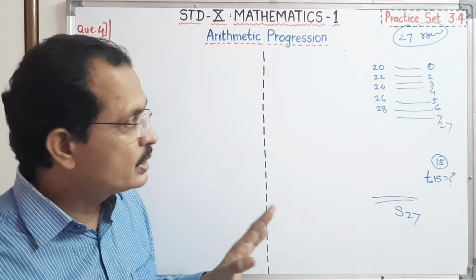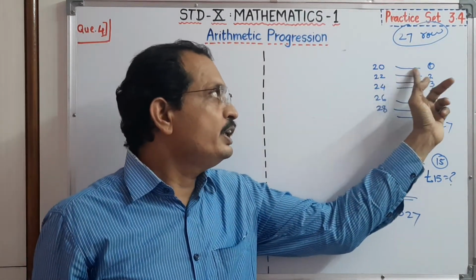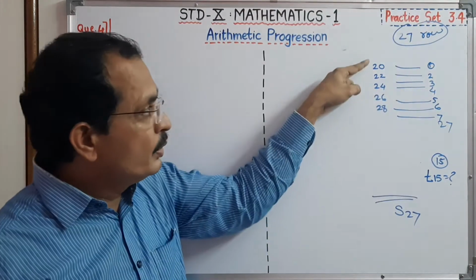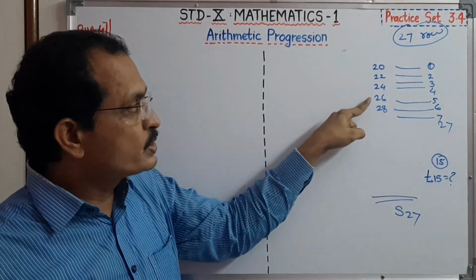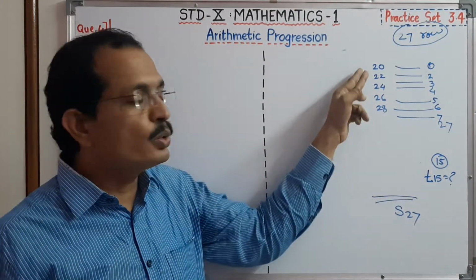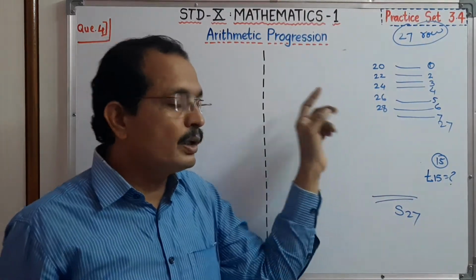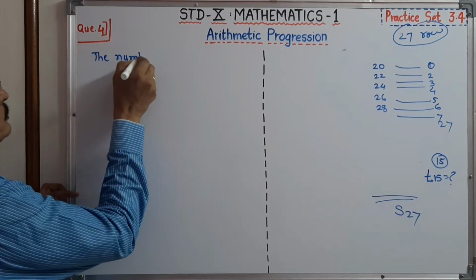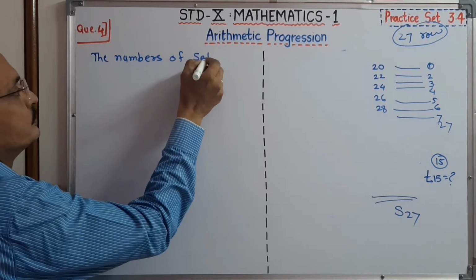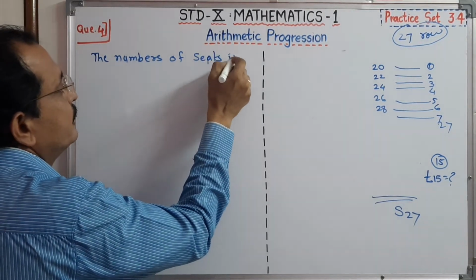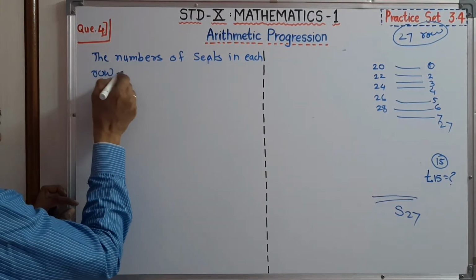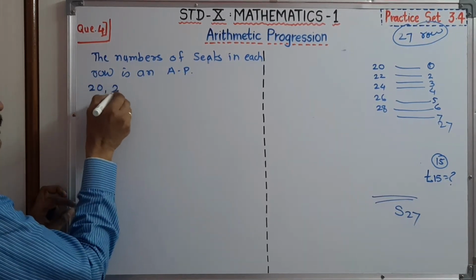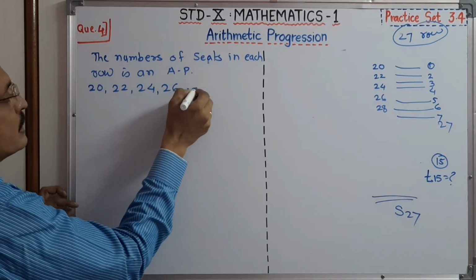See, dear student, the number of seats in each row is an AP. See here, difference is 2. Here it is difference of 2, difference of 2. That means common difference, the difference between two consecutive terms remains same. Therefore, the number of seats in each row is an AP. That means in first row 20, 22, 24, 26 and so on.